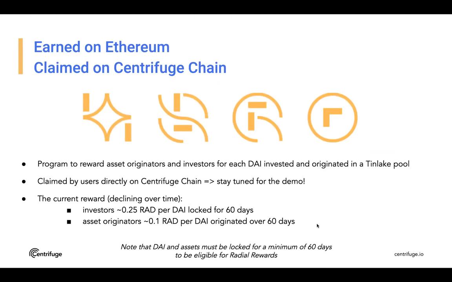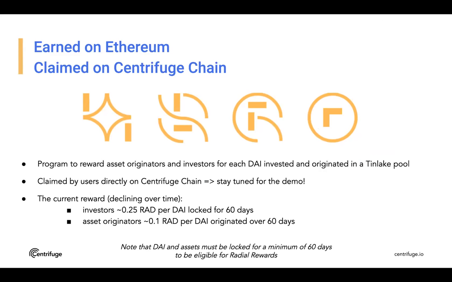So Tinlake itself is live on Ethereum. All of those rewards are earned on Ethereum, but they're claimed on Centrifuge chain. So this program is really to bootstrap Centrifuge Tinlake and also to distribute Radial to the users that are actually helping us bootstrap the system, giving them a reward and an extra incentive for doing that. So all of these rewards are claimed directly by users on Centrifuge chain. Again, as I mentioned before, stay tuned for that demo that Philip is going to walk everyone through.